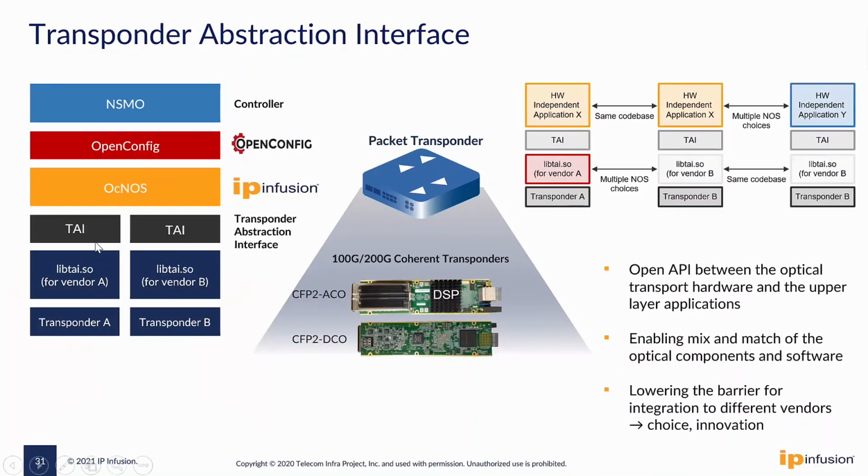So if you look at TIE, what it enables is multi-vendor interoperable systems, right? So you can have a transponder from vendor A and a transponder from vendor B, both coexisting in the same system. For example, you could plug a CFP2 coherent analog transceiver from vendor A into the platform, and a coherent DCO module from a different vendor in the same system.